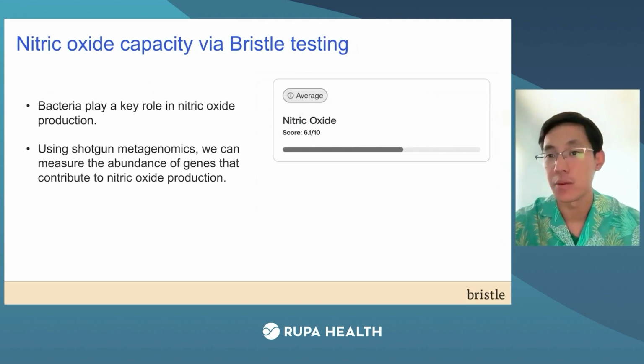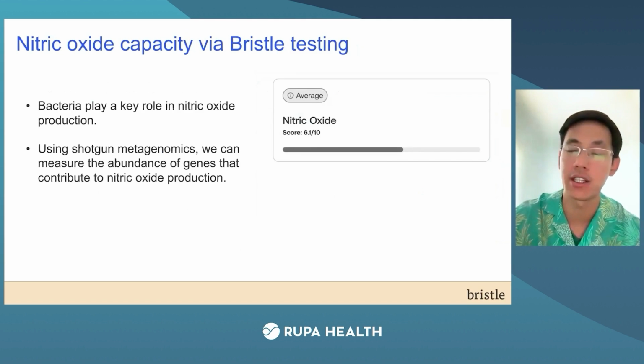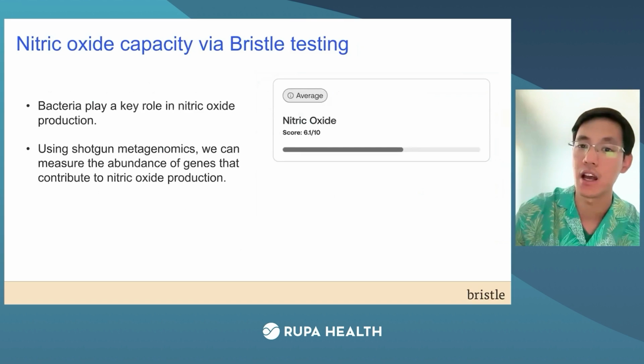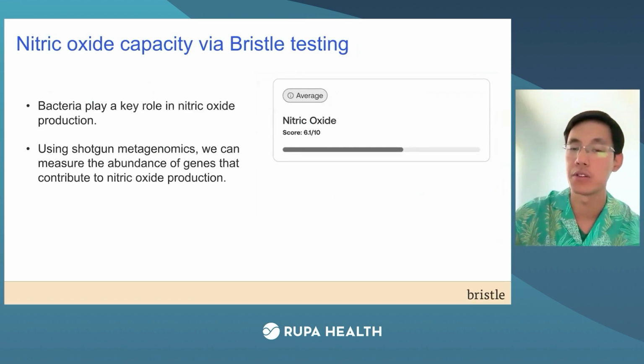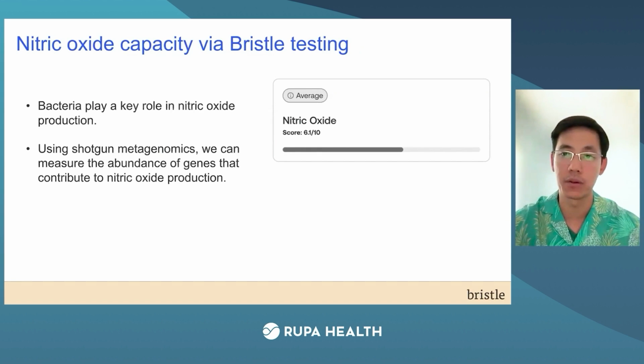Using shotgun metagenomics, we look at all the genes, actually. We look at the genes that contribute to nitric oxide production, and this allows us to provide insights into what the capacity is of a microbiome to produce nitric oxide. It doesn't tell you exactly how much nitric oxide you are producing at that moment, but it can tell you if you supplement your diet with nitrate or you're eating the right foods, do you have enough bacteria that produce these genes that can contribute to nitric oxide production.